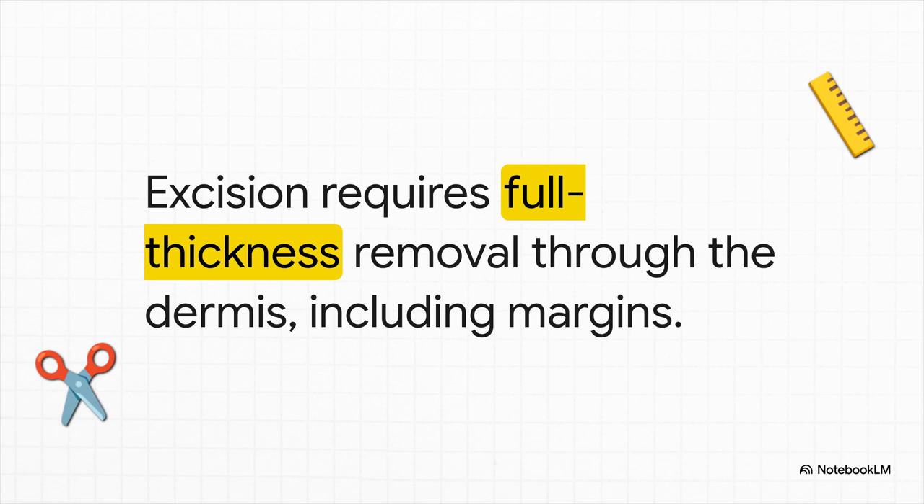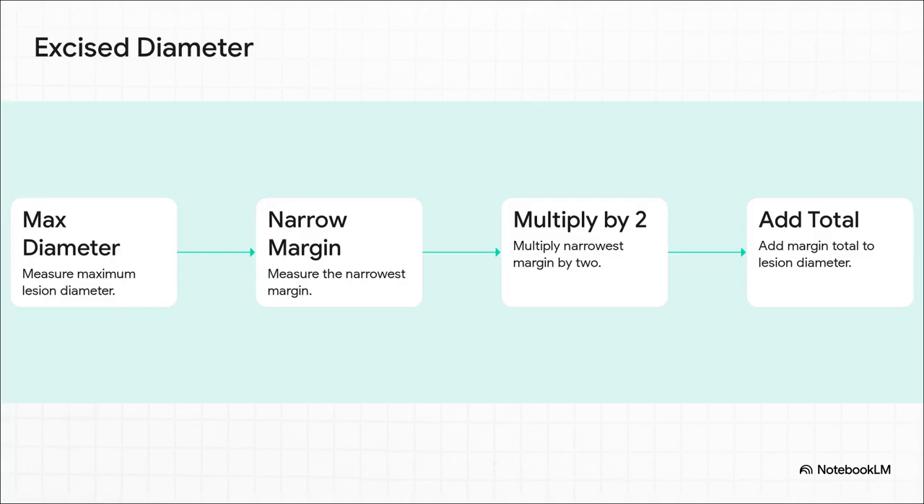And here's the fun part. To code an excision correctly, you can't just guess the size. You actually have to use a very specific mathematical formula. Yep, as coders, we have to play part-time geometrician. To find the quote-unquote excised diameter for your code, you follow these exact steps.